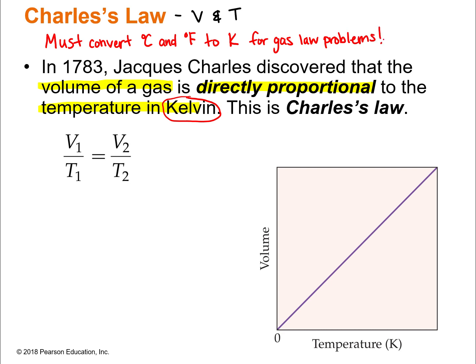If you do not convert, you will not get the right answer. This is Charles's law. V1 over T1 is equal to V2 over T2. So these two ratios are equal to each other. As this equation stands, not exactly helpful.